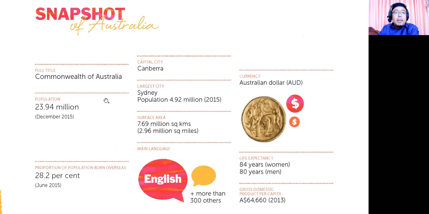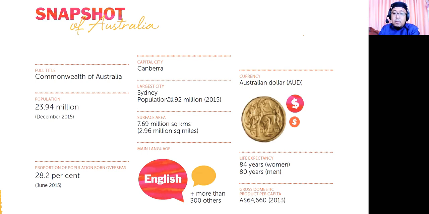So, right now. Full title of Australia is Commonwealth of Australia. And the capital city is Canberra. See, ini sudah saya display tadi di peta Australia bahwa ibu kota Australia adalah Canberra, sementara kota Sydney bukan ibu kota Australia. Sydney adalah kota besar dan kota terpadat yang ada di Australia. Largest city, this is what it says. So the largest city is Sydney.